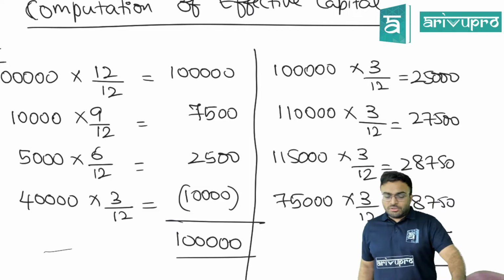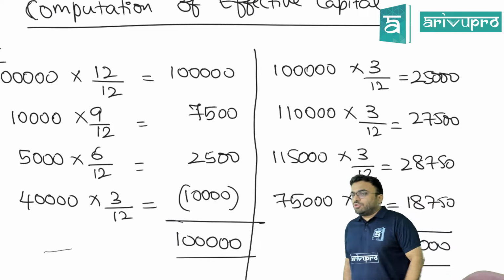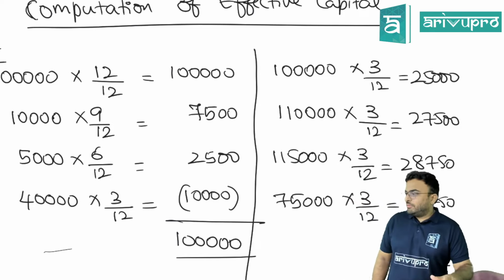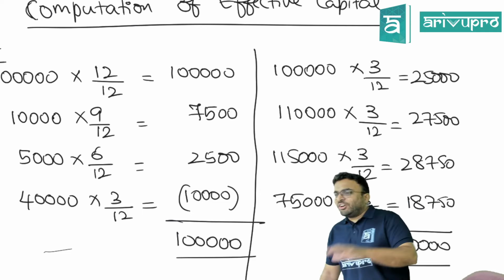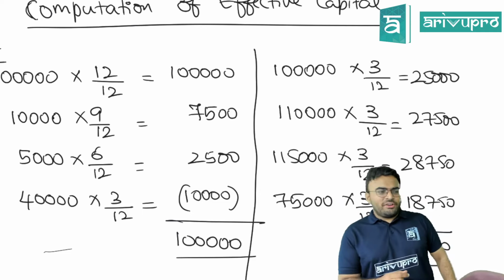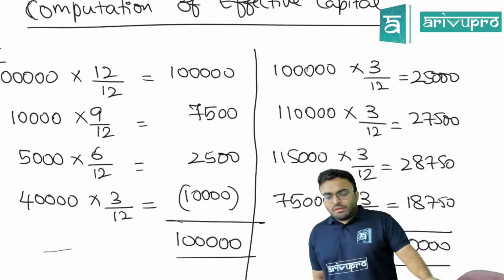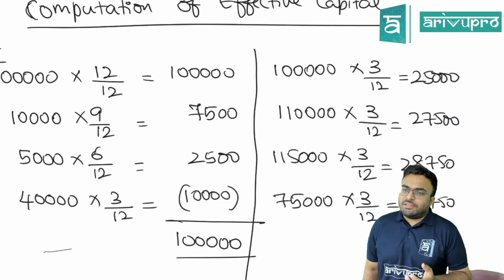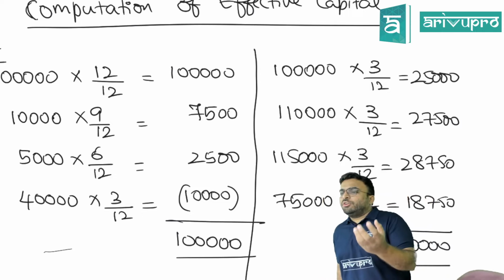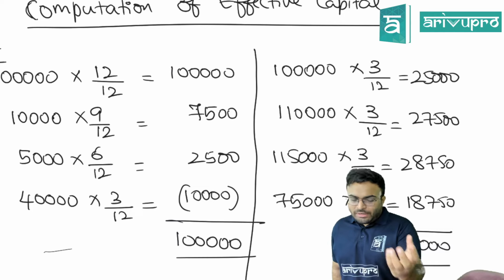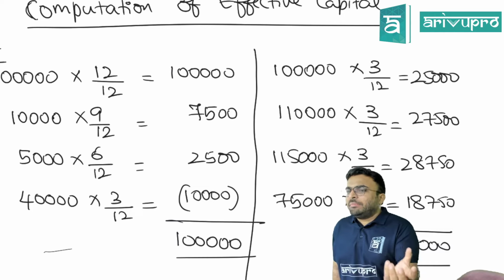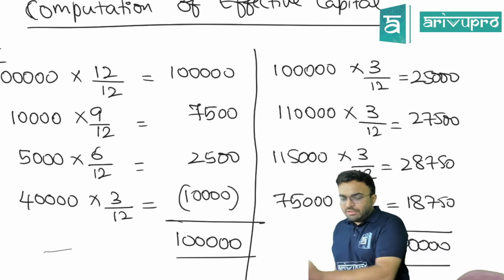Take down both. Actually, there is a third one. That one also I'll show you. Answers cannot change. It's just that whichever you're comfortable with, you can take that. The logic is effective capital. Effective means how many months I could use this capital. 1 lakh was there at the starting. That means this capital could have been used for the entire year.